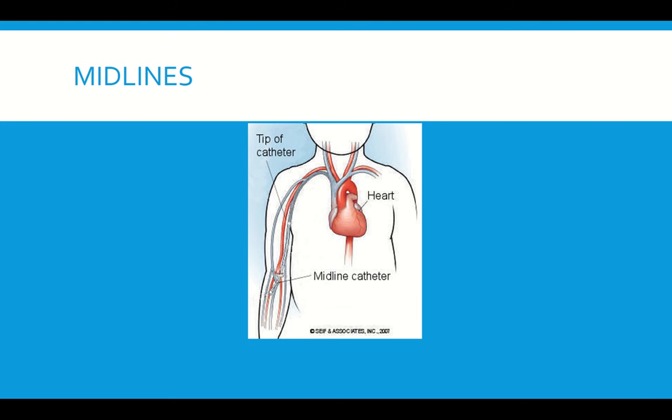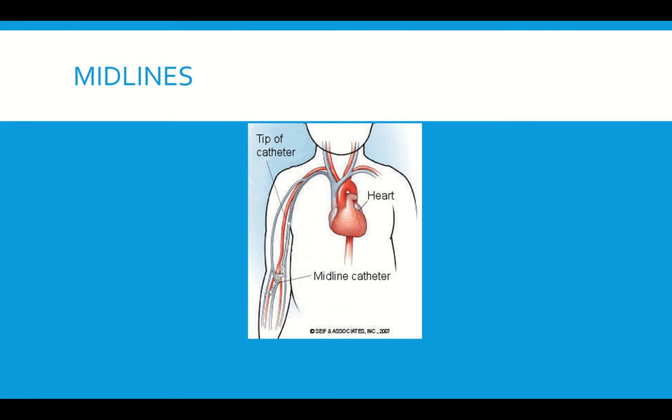Before we get to central lines, we have midlines, and those are inserted into the larger veins of an arm and extend about 8 inches up into that vein. So they're much more secure. They are less likely to have phlebitis. There's less risk of infections or infiltrations.